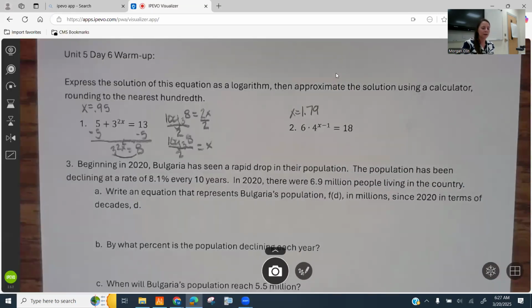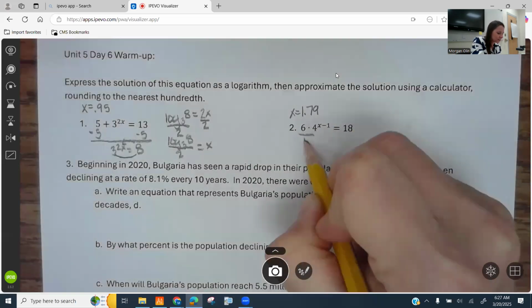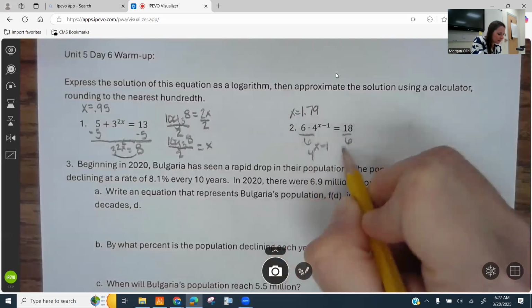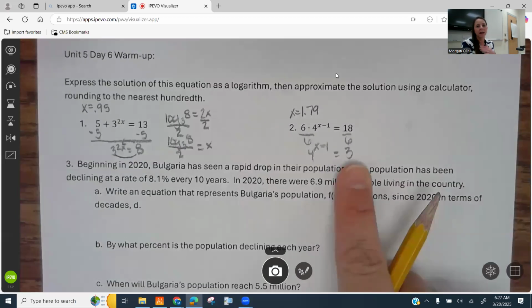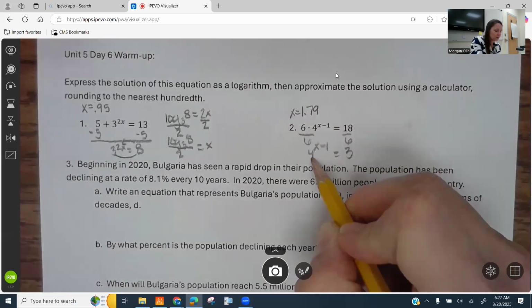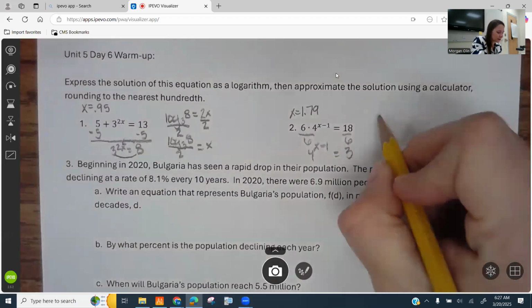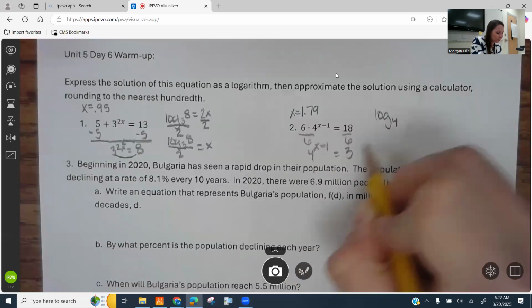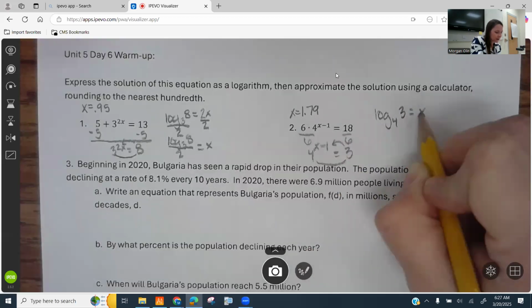All right, now let's write it in terms of log. Now I got to get this 4 to the x minus 1 by itself, so I have to divide by 6. So I get 4 raised to the x minus 1 equals 3. Now, if we can get the same bases, we could do that, but I can't. So I have to write this in log form. The base with the exponent is already on the left-hand side, so that's great. I don't have to flip it around. Log base 4 of 3 equals the exponent x minus 1.